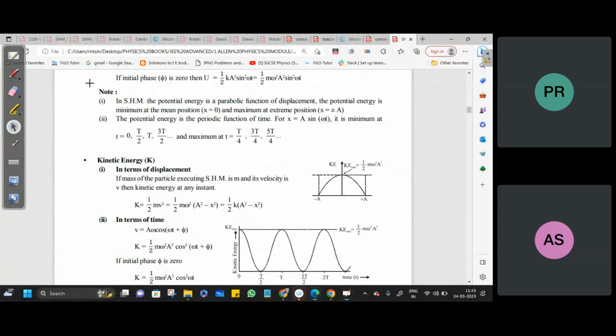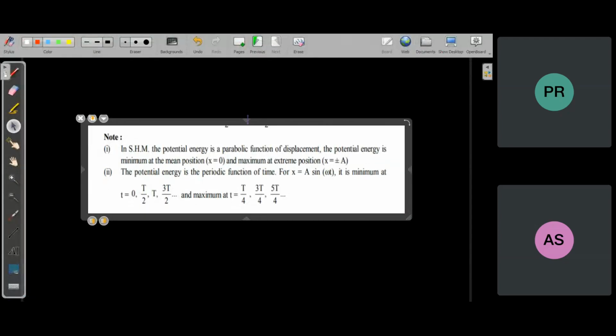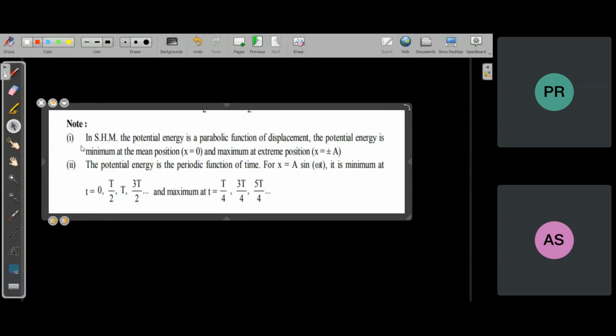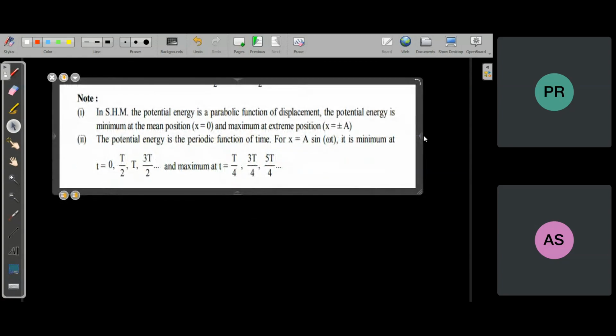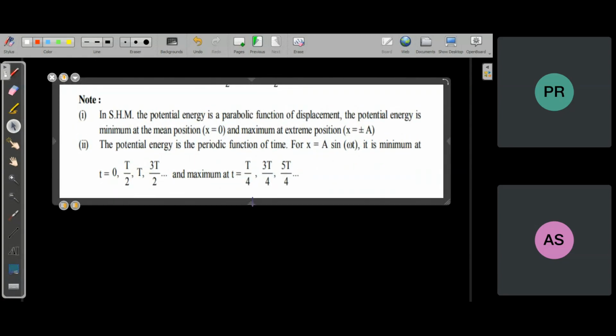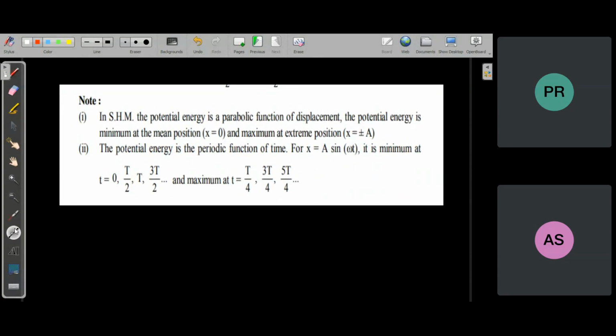Now here you can see that the equation of potential energy as a function of displacement is a quadratic equation. And you know quadratic equations represent a parabola. So the potential energy is minimum at mean position, and potential energy is a parabolic function of displacement. Potential energy is a periodic function of time.